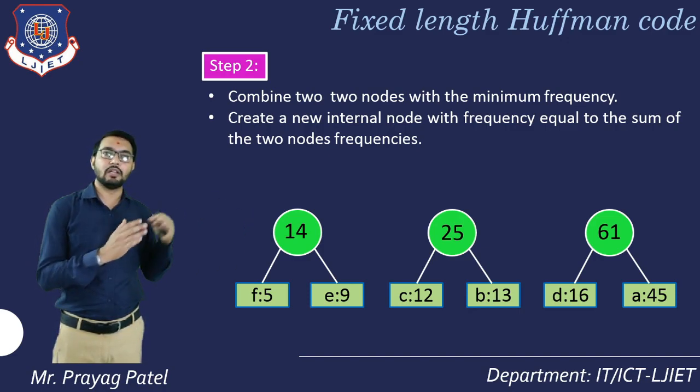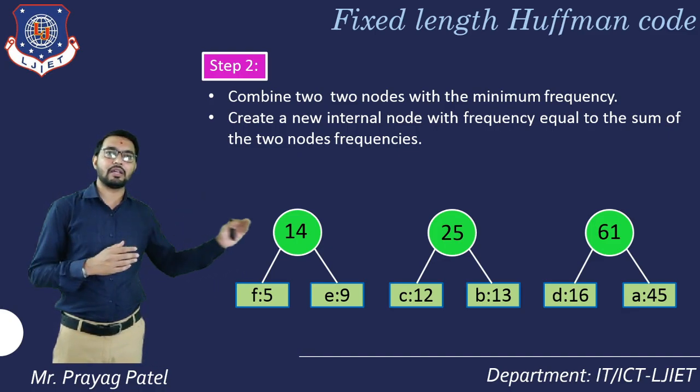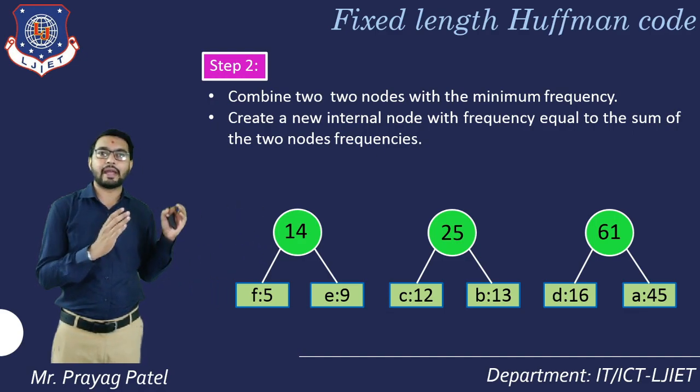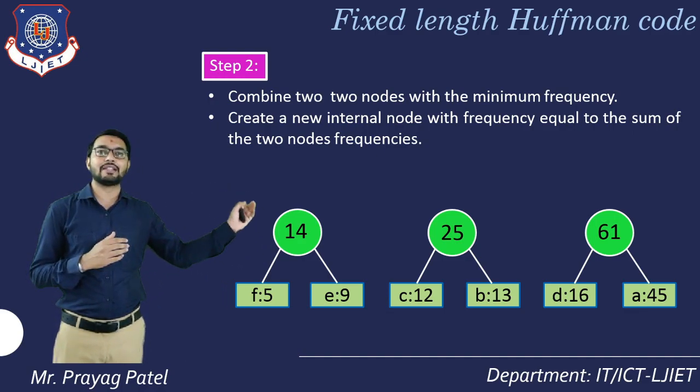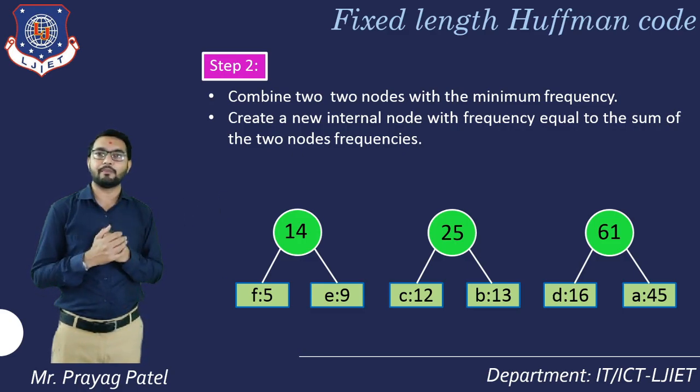Now, third step: the remaining two elements are D16 and A45. Combine these two elements, D16 and A45. The addition of 16 and 45 is 61. So consider the third internal node as 61.